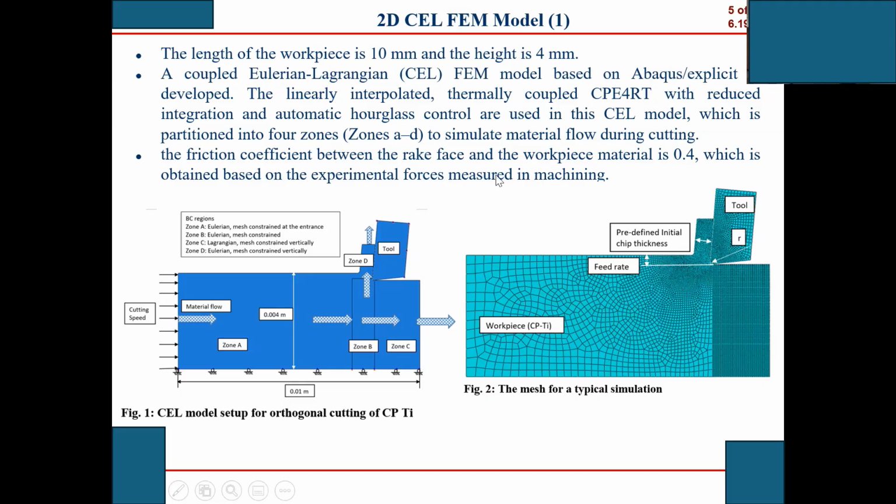So the friction coefficient between the tool and the workpiece is 0.4. This one is obtained based on the experimental forces measured in machining. If we want to model some physical process as close as possible, all these boundary conditions, forces, and loads must be as close as the reality. So here is the mesh model. This is the mesh. Any questions for this slide? I know this is advanced for you, but I want to introduce this advanced concept for you.